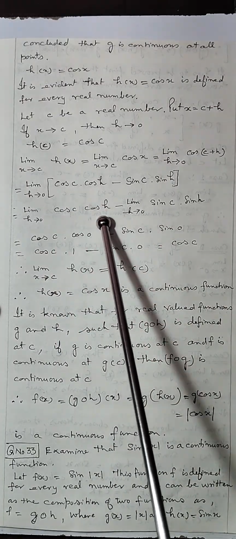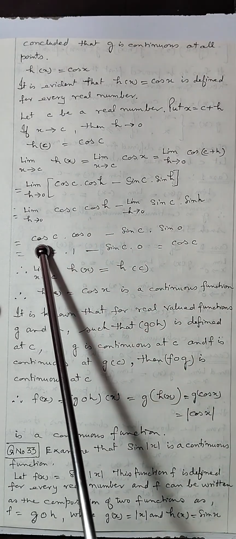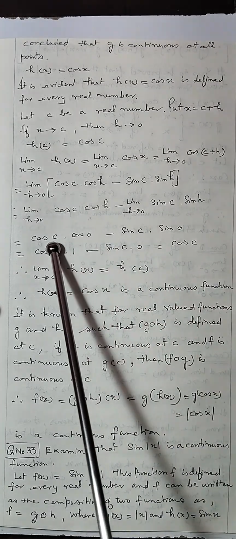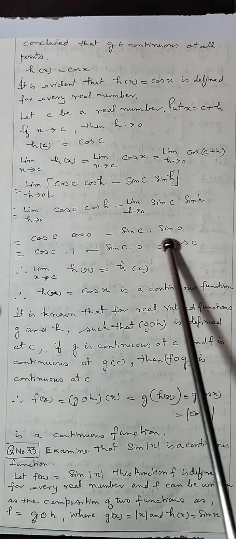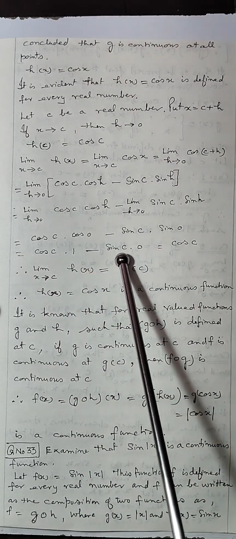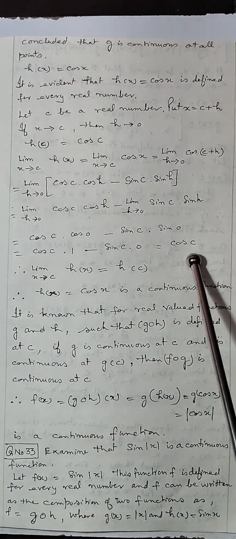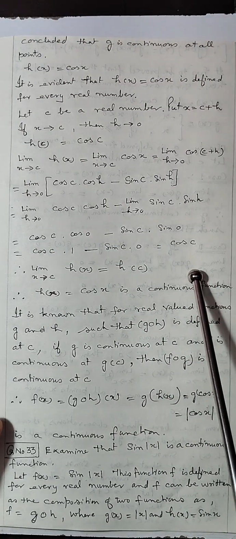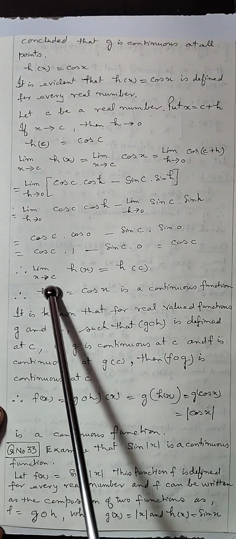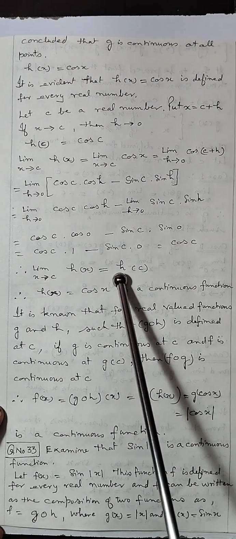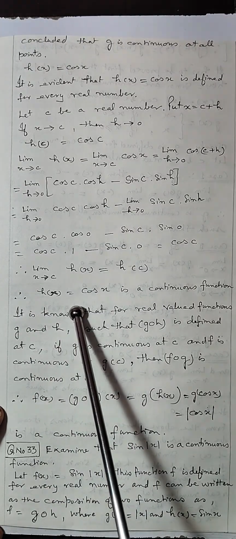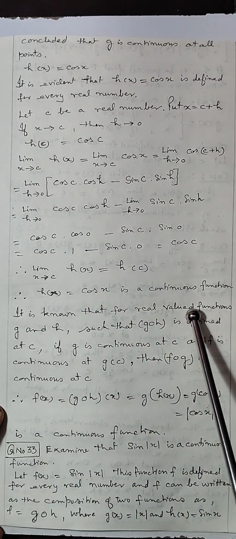So here, see, h becomes 0. We get cos c cos 0 minus sin c sin 0. Now cos 0 = 1, sin 0 = 0. So cos c into 1 minus sin c into 0. We will get ultimately cos c. Therefore, the limit as x approaches c of h(x) is equal to h(c). Therefore, h(x) = cos x is a continuous function.